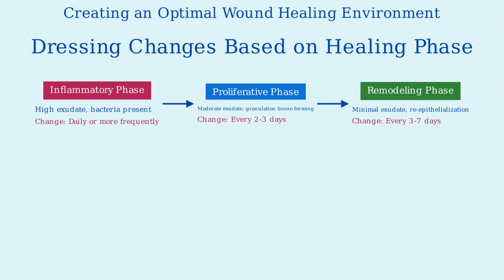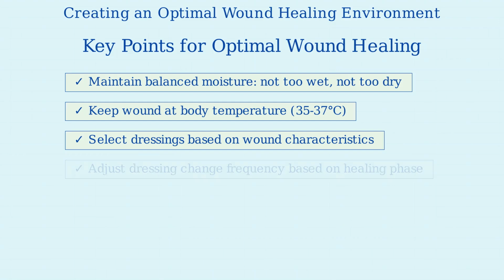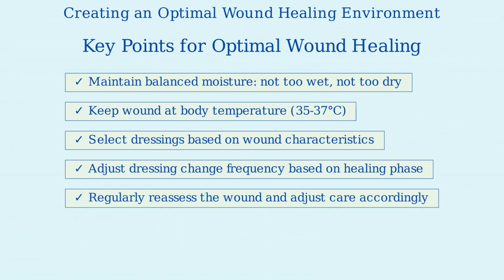disrupting the healing process. To create an optimal wound healing environment, remember these key points. Maintain balanced moisture levels. Keep the wound at body temperature. Select appropriate dressings based on wound characteristics. Adjust dressing change frequency according to the healing phase, and regularly reassess the wound to adjust care as needed.